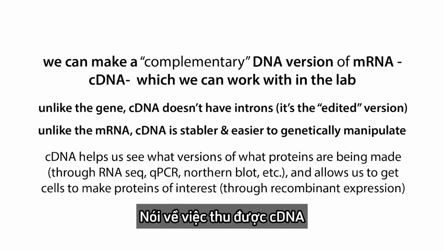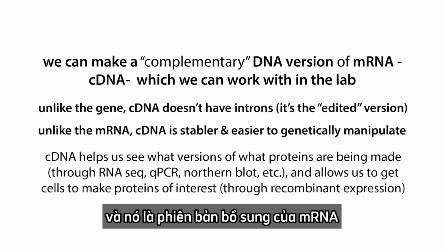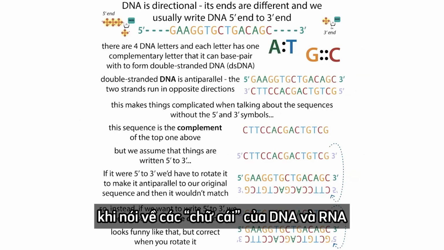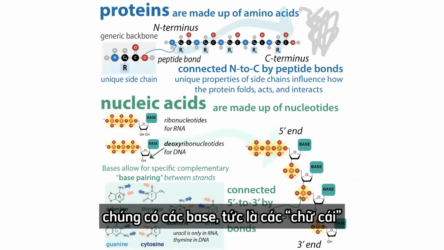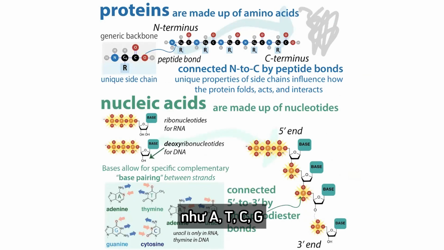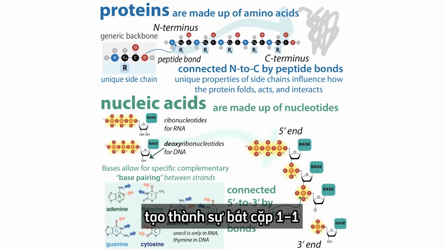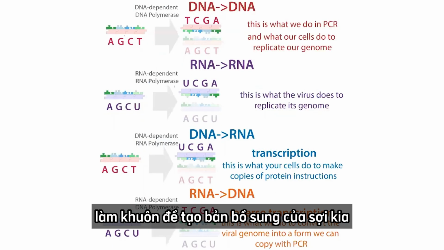Speaking of getting that cDNA, cDNA stands for complementary DNA, and it's a complementary version of the messenger RNA. We use this term complementary because the DNA and RNA letters, as well as DNA and DNA letters, have bases. These are the letters A, T, C, G, U. Each of those has a complementary base with which it forms a one-to-one pairing, which allows us to use one strand as a template for making a copy of the same strand.